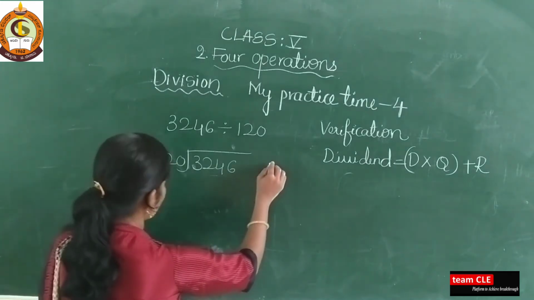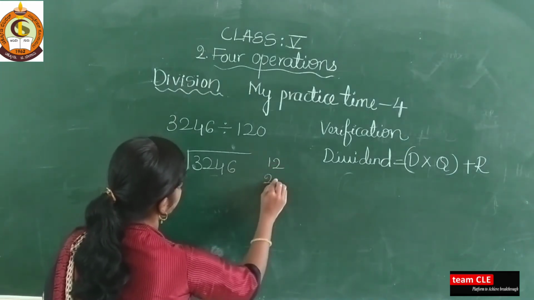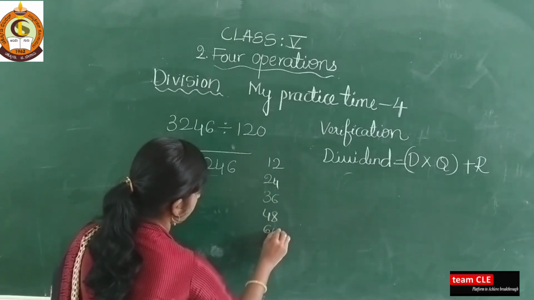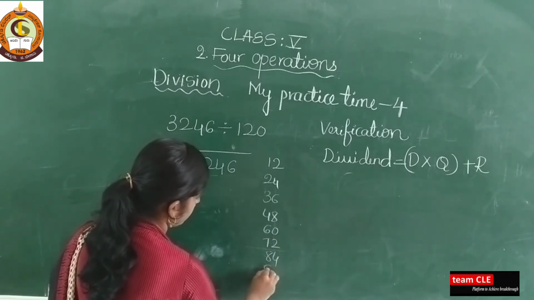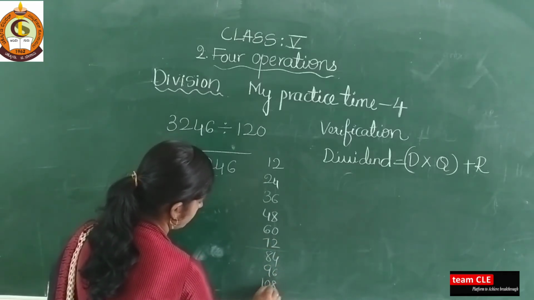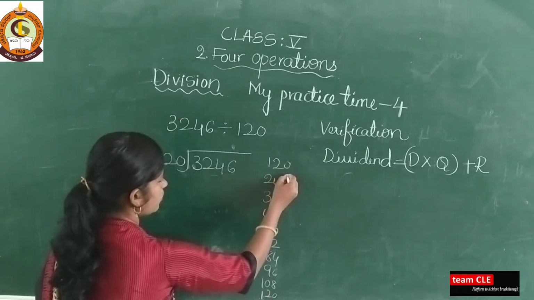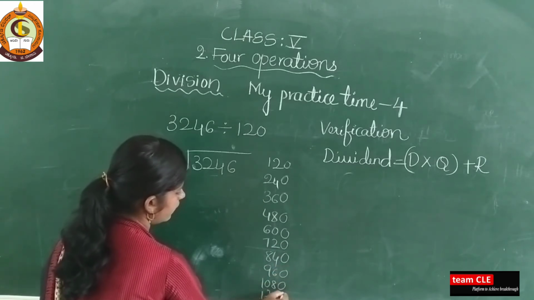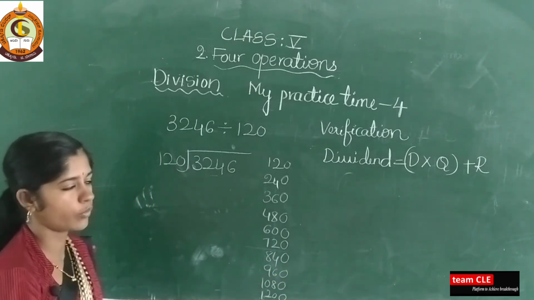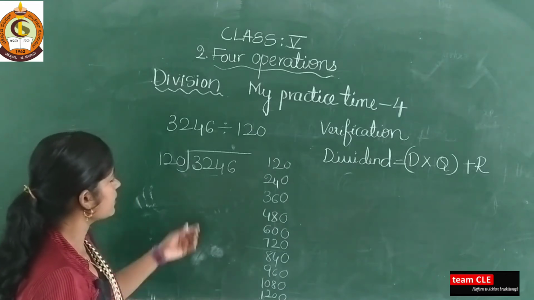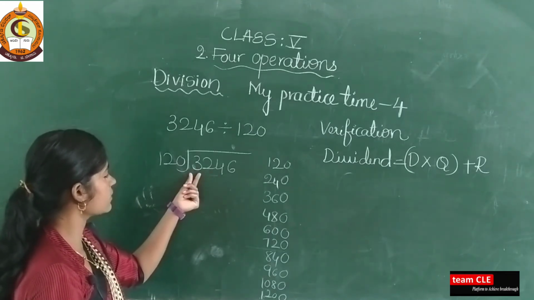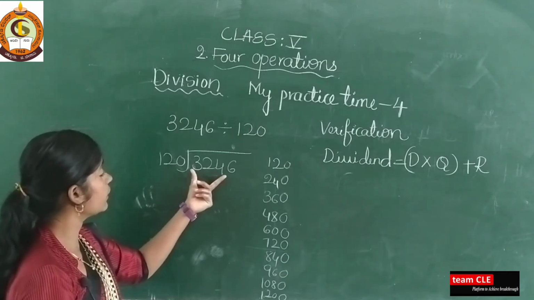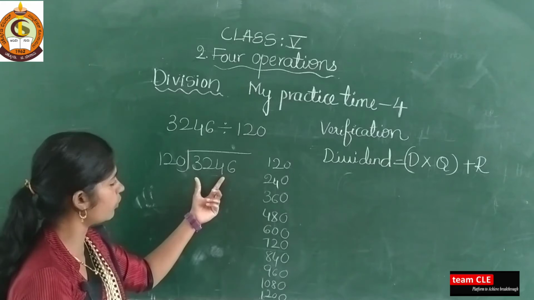So first you write here 120 ones table, 12, 24, 36. Again you put here 0, 0, 0, and so on. Here you got the 120 ones table. Okay. See here, 3 is small, 32 is also smaller than 120. Then you take 3 digits here, 324.